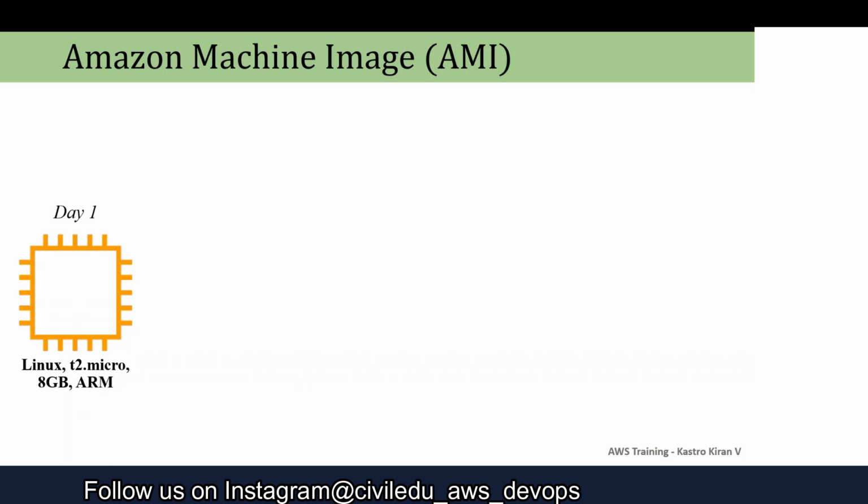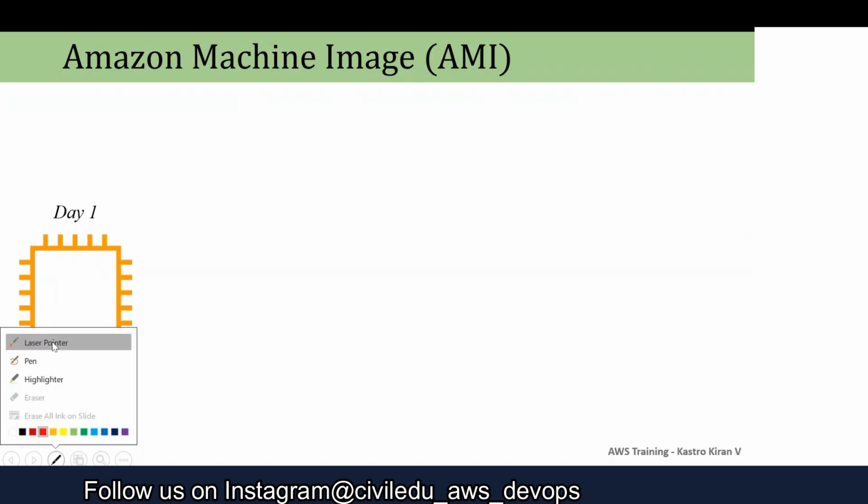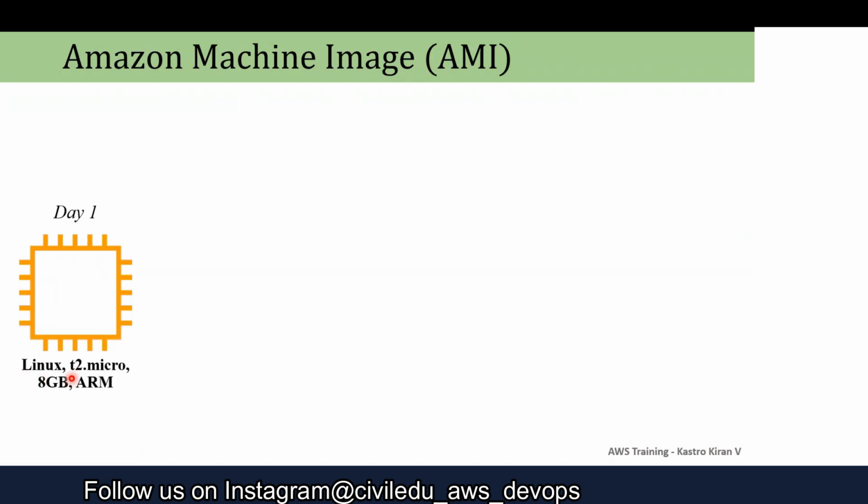Let's say your team leader has come to you and told you, I need the EC2 instance with this specification. I need the operating system as a Linux operating system. I need the EC2 instance type as T2.micro. I need the storage capacity as 8 GB, and I need the processor type as an ARM processor. So now on day one, your team lead has told you to create one instance with this specification. So what will you do?